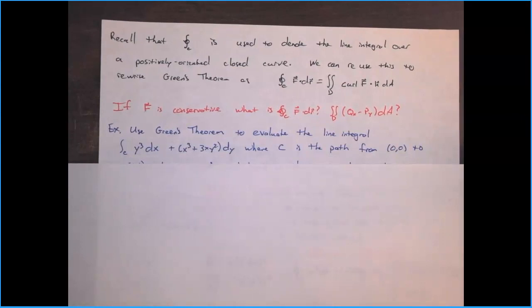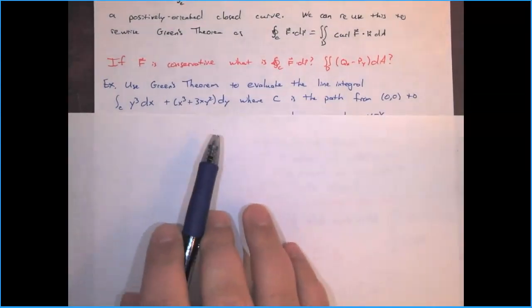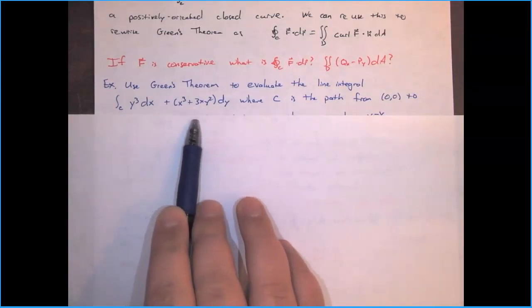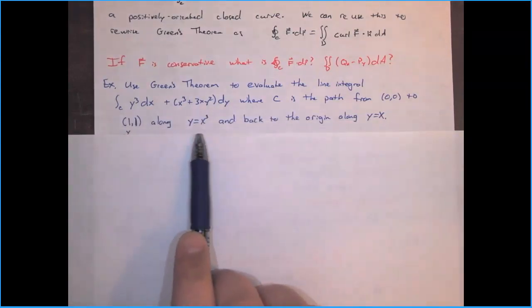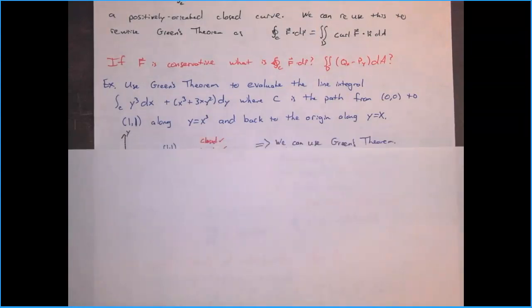Okay, so the first example, use Green's theorem to evaluate this line integral. So we have the integral of y cubed dx plus x cubed plus 3xy squared dy, where c is the path starting at the origin and then going to the point 1, 1 along y equals x cubed, and then back to the origin along y equals x.